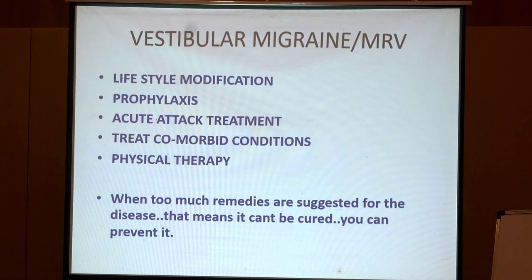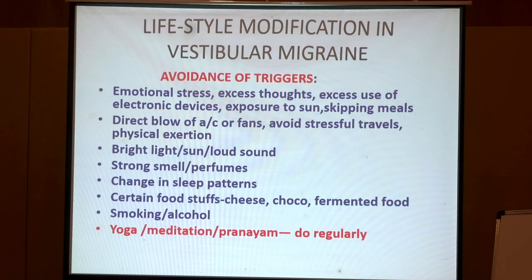So what is the line of therapy in vestibular migraine? Right from lifestyle modification as the first step, then prophylaxis, acute attack treatment, treating the comorbid conditions and physical therapy. And as Bhatia sir says, you have to live with that. That means too many remedies are suggested, and the disease cannot be cured, you can only prevent it. So these are the lifestyle modifications we can do. Avoidance of the trigger is the mainstay of the treatment: avoidance of bright light, sunlight, loud sound, strong smell, and change in sleep patterns.